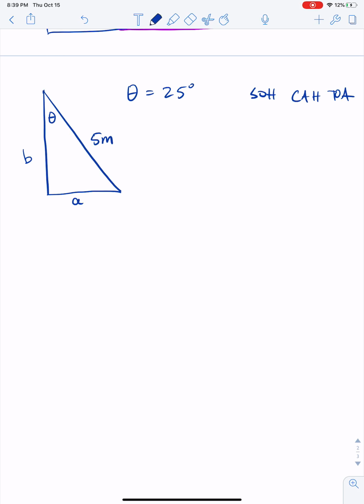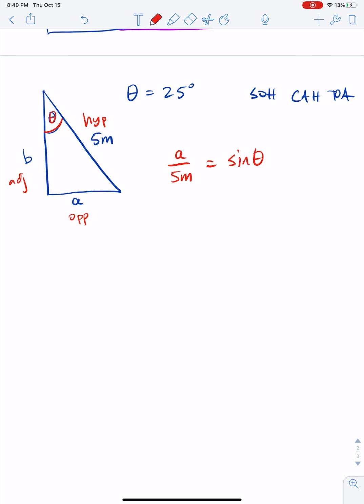So if we want to know the side A, in this case for this theta, A is our opposite side. I'll label these all in a different color. So we've got our opposite side for our angle theta, our adjacent side for angle theta, and our hypotenuse for our angle theta. Okay. So if we want to find A, we know that A over 5 meters, it's opposite over hypotenuse, is sine theta.